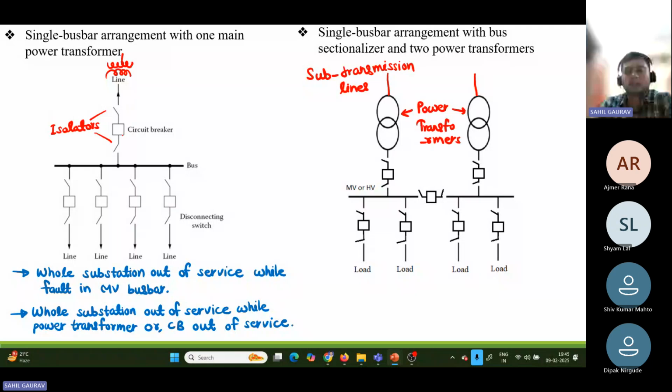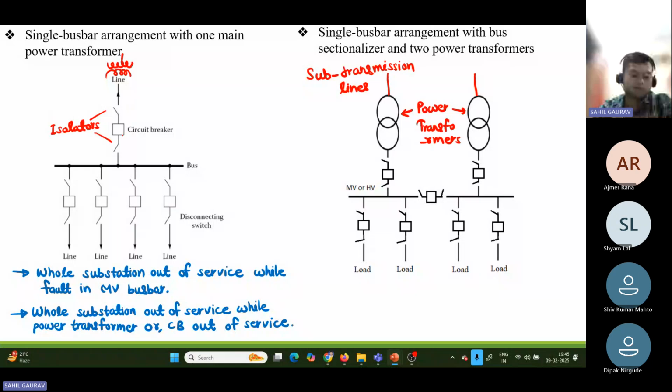Then we have the ring bus scheme. Here each circuit can be fed by two breakers. And if a fault occurs during a breaker maintenance period, the ring can separate into two sections. And the last structure is the breaker and a half scheme. This switchgear arrangement is very popular and used in many substations.